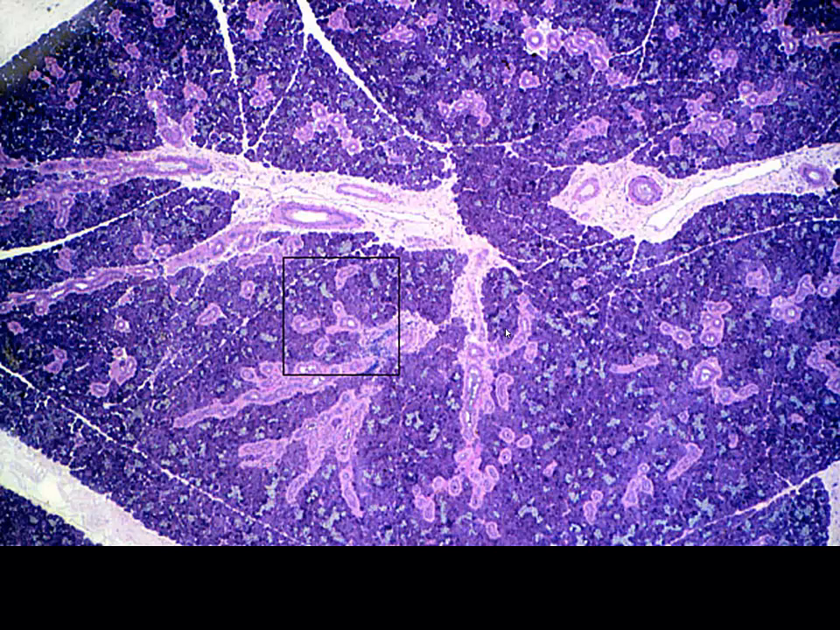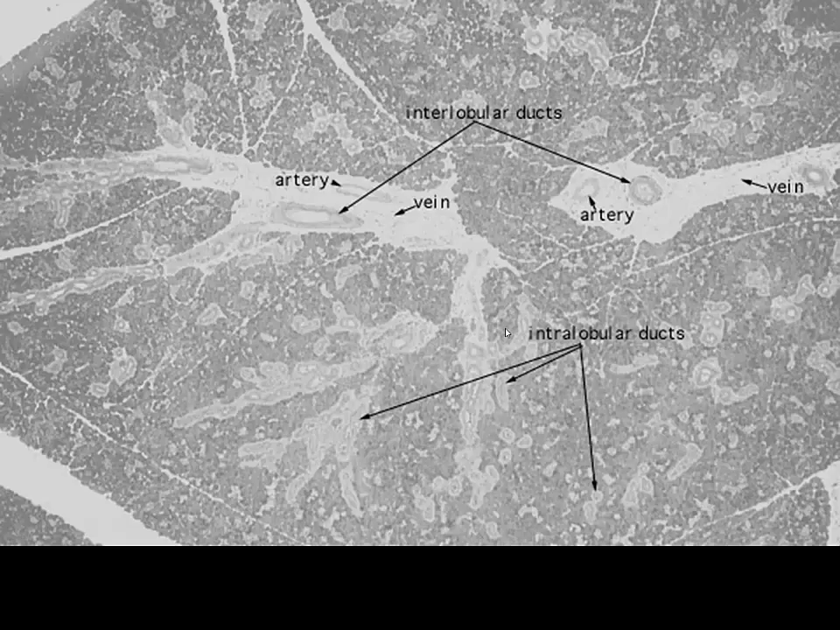But then the number of these cross sections of ducts, these are cross sections through the striated ducts. And when you see that many, remember in submandibular gland, we have very long striated ducts. And so that's why we're going to see so many of these in the sections.